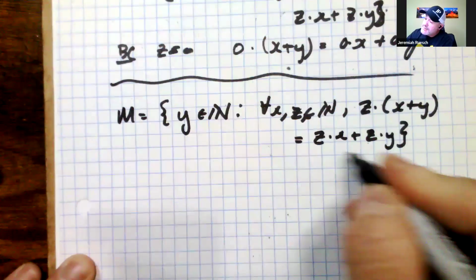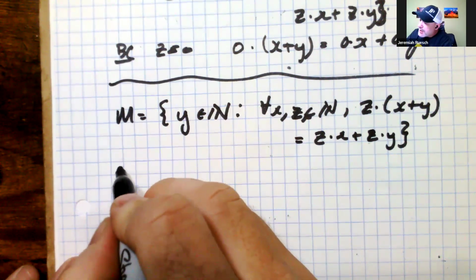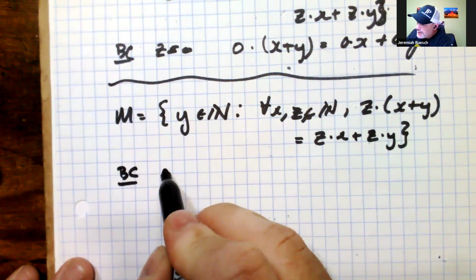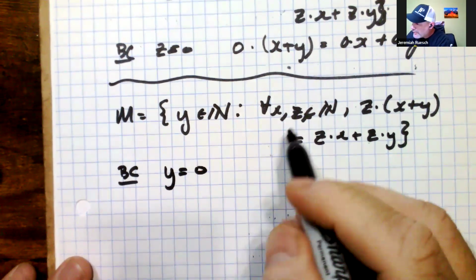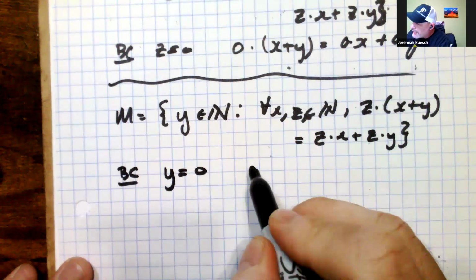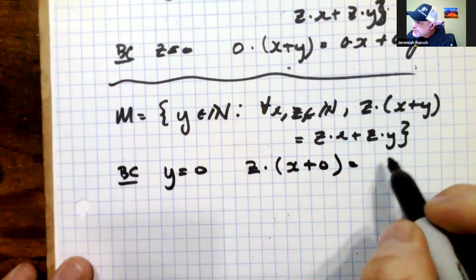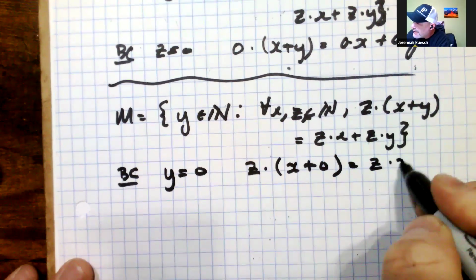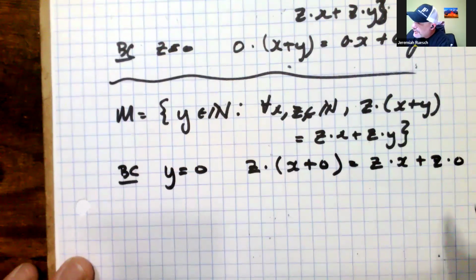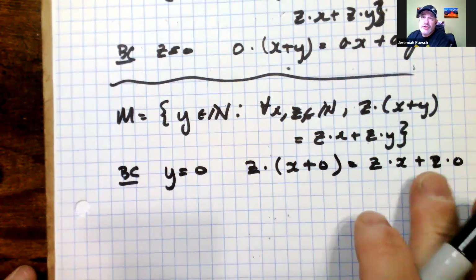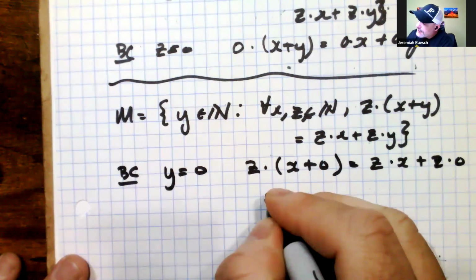Okay, so if we take this as our set then our base case, since we're doing induction on y, not on z this time, we're going to let y equal 0. And so here, watch how this plays out. We get z times (x plus 0). And we want to show that that's equal to z times x plus z times 0. Okay, so we want to show that that's true. I'm not saying this is true. We want to show that this is true. All right, so let's do that.